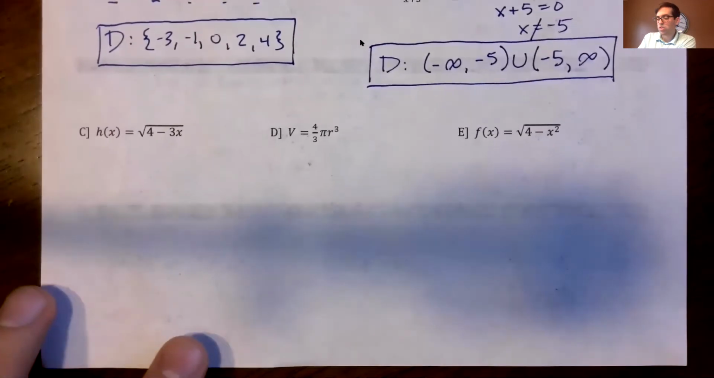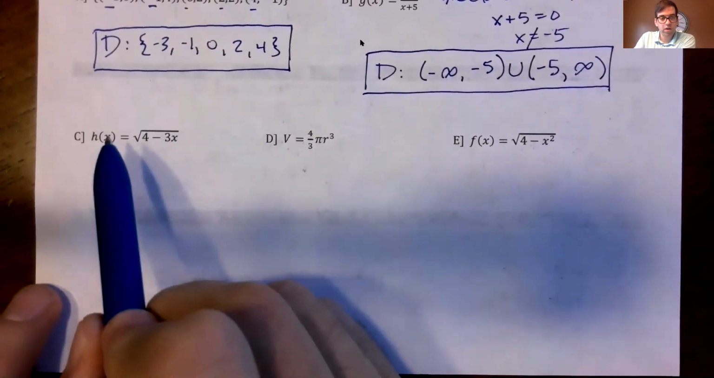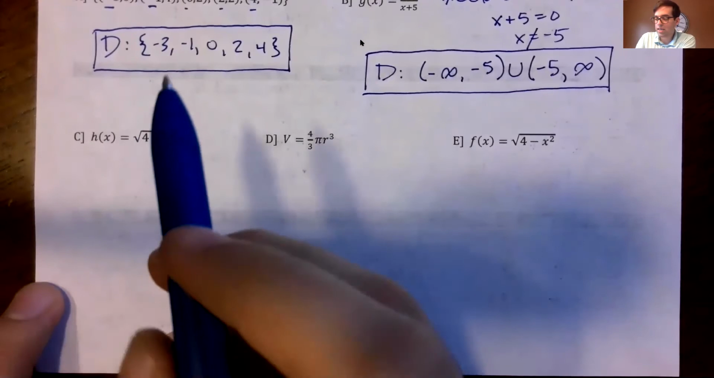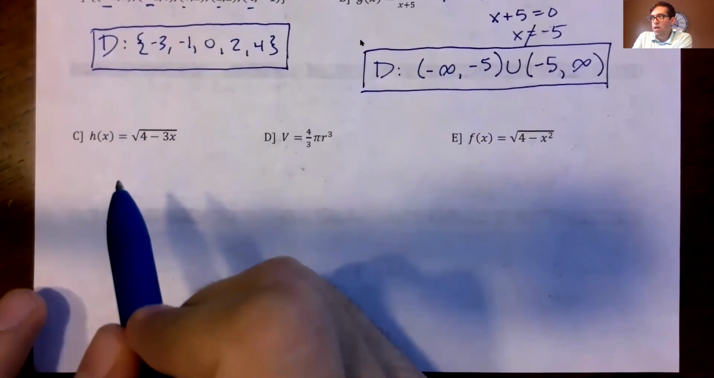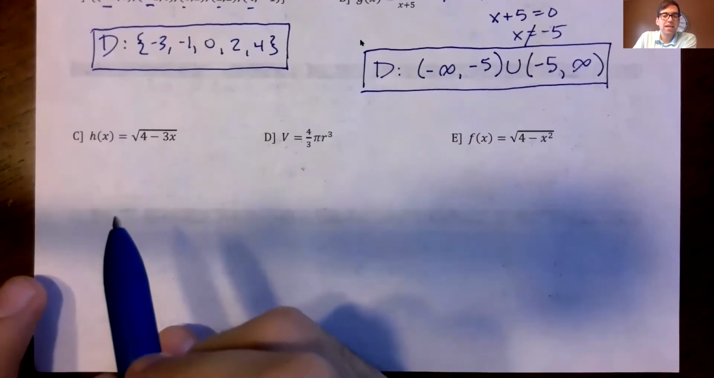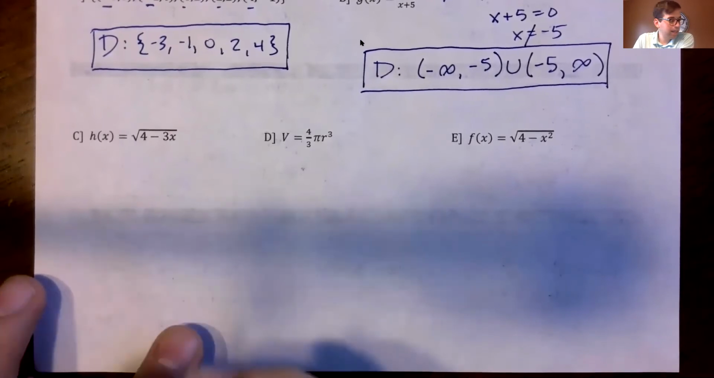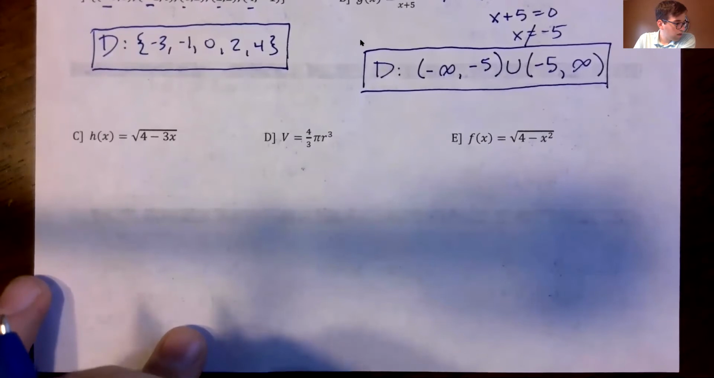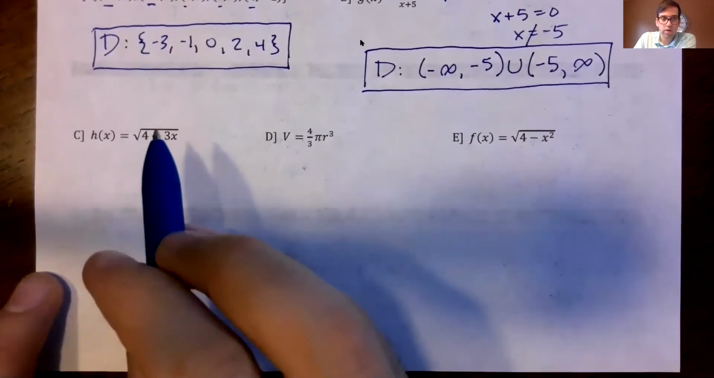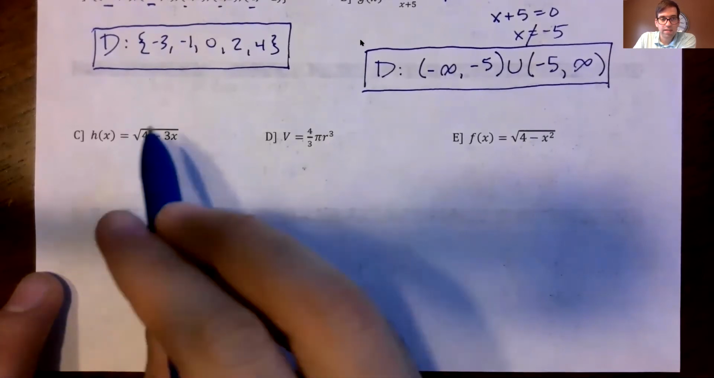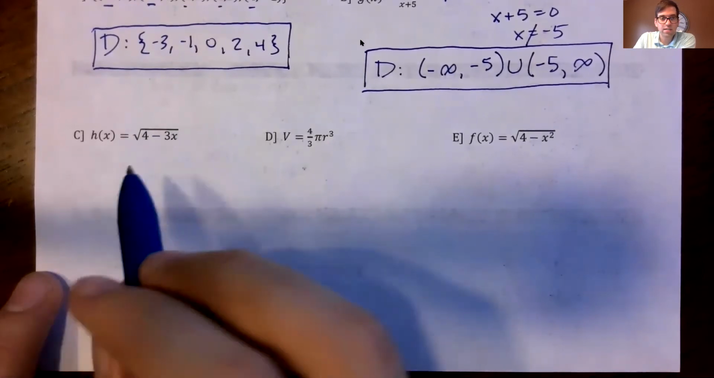All right, so for letter C, we have a function, square root of 4 minus 3x. There is a rule that you cannot take the square root of a negative number. That would be an imaginary number, and we're not getting into that right now. So what we do need to know is where is the endpoint of this square root? Where does it stop existing?